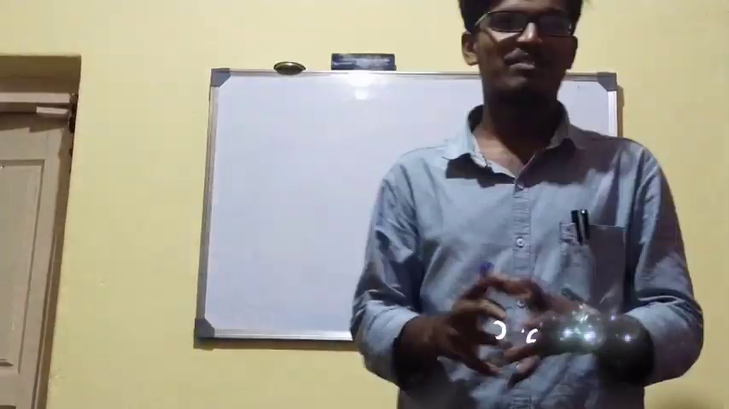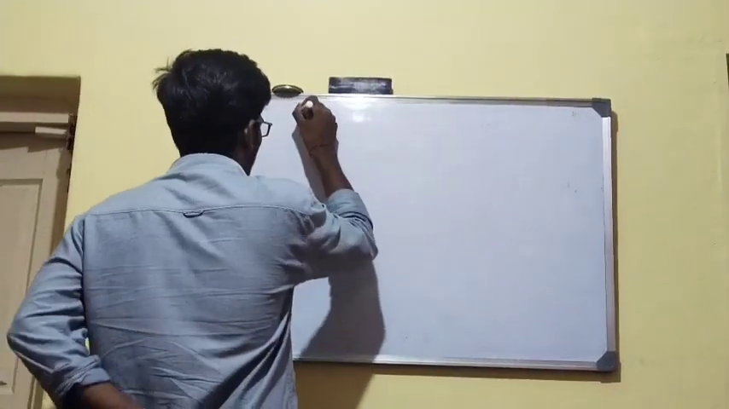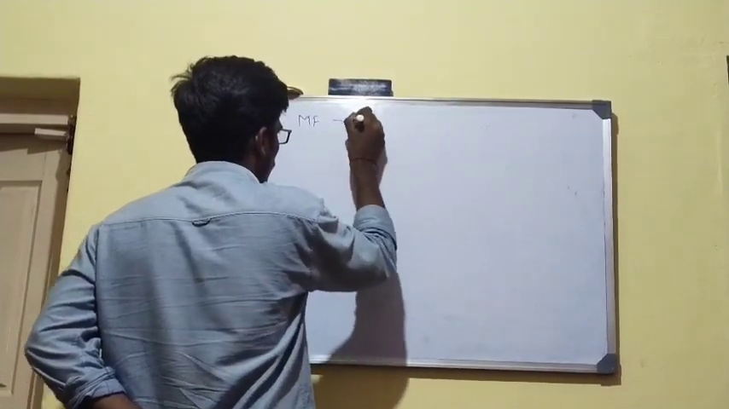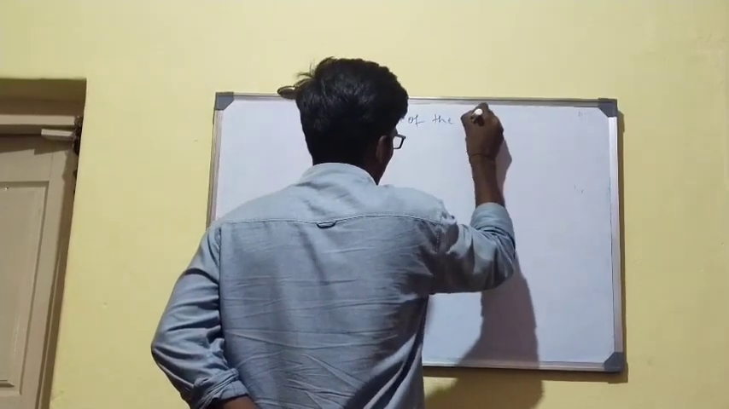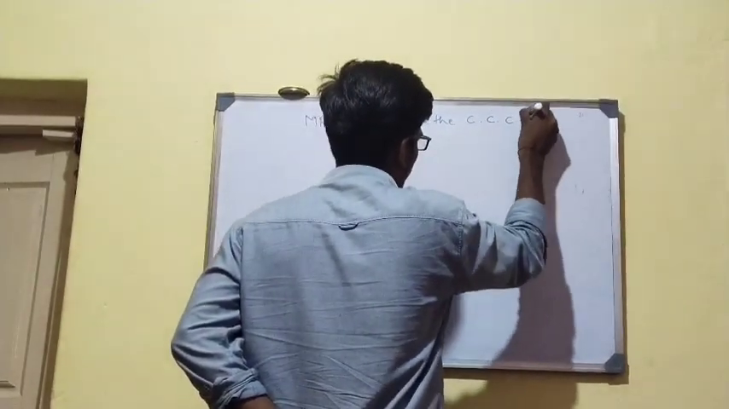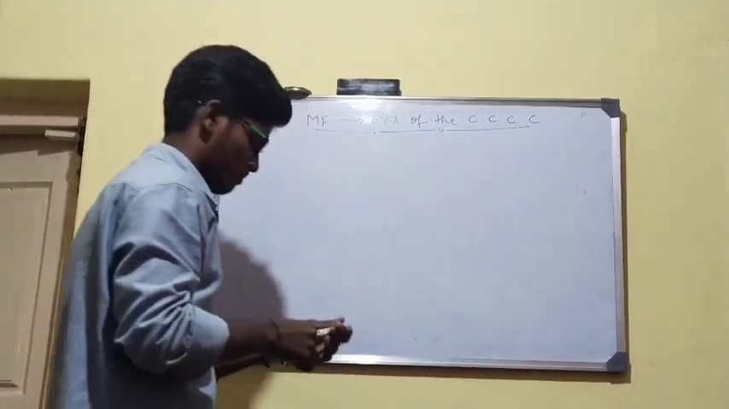In this video, we are going to derive the expression for the magnetic field along the axis of a circular coil which carries current. This is the task we have in this class.